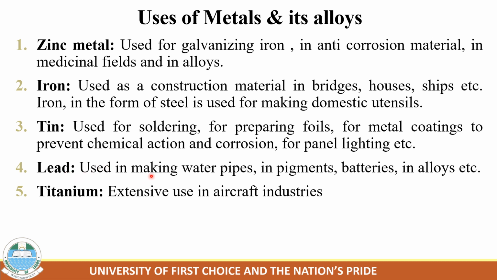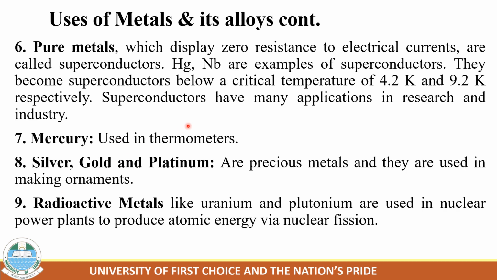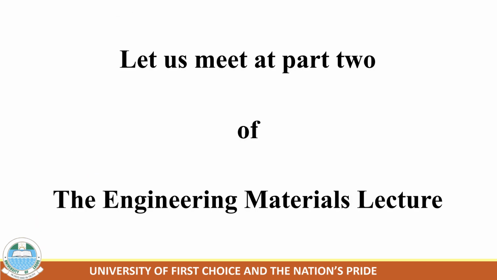Lead is used for making water pipes, in pigment, and for making batteries and alloys. And titanium has extensive use in the aircraft industry. We have many other metals, but these are the most commonly used in our environment. We also have pure metals. We have mercury that you have in your thermometer. We have silver, gold, and platinum. And radioactive materials like uranium and plutonium are used in nuclear power plants to produce atomic energy via nuclear fission. So all these are referred to as metals, their alloys, and their uses.